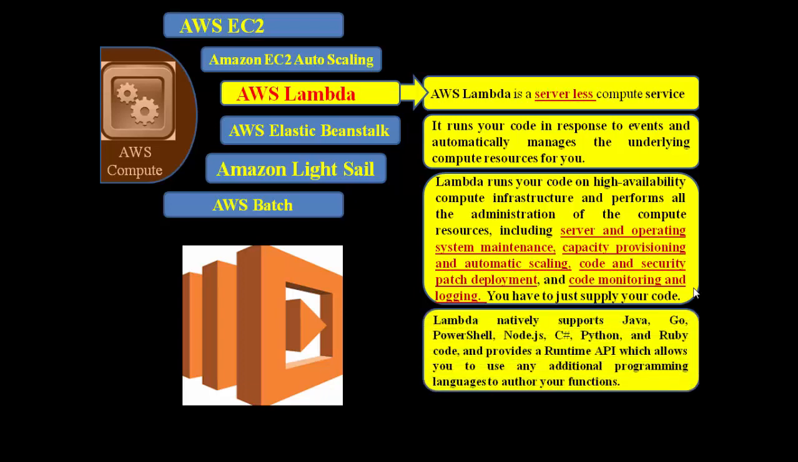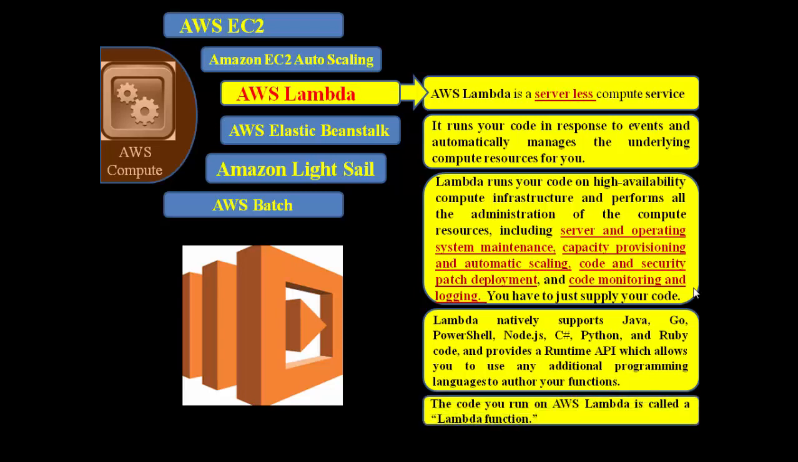Lambda natively supports Java, Python, Node.js, C#, and Ruby code, and provides a runtime API which allows you to use any additional programming language to author your functions. The code you run on AWS Lambda is called a Lambda function. This is the keyword that you need to retain. The code which you are supplying to AWS Lambda is known as a Lambda function.